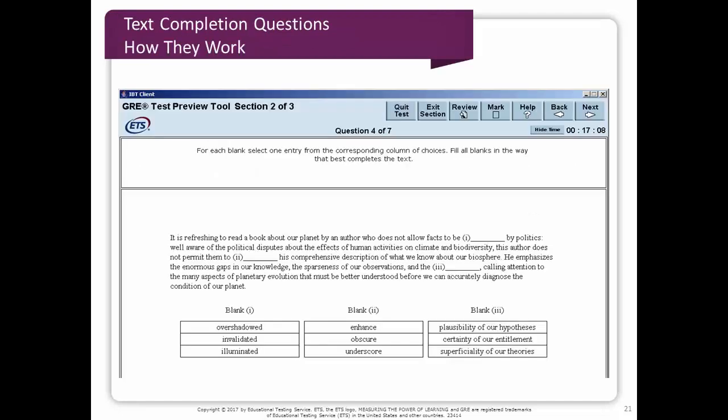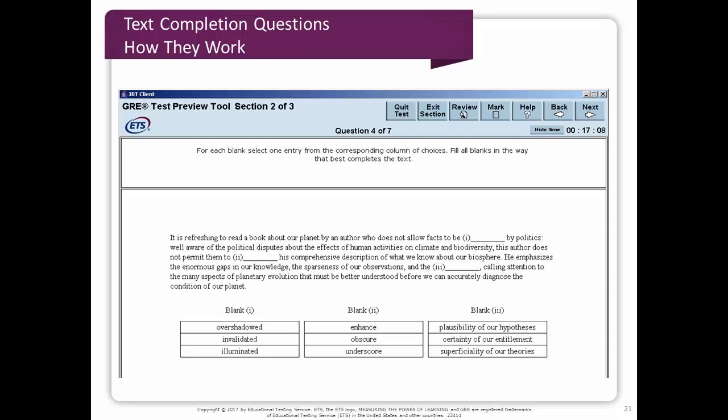In this example, there are 3 blanks and 3 options to choose for each blank. Sentence 1 states, "It is refreshing to read a book about our planet by an author who does not allow facts to be blank by politics." The options are overshadowed, invalidated, or illuminated. The key part of the sentence is the relationship of facts to politics. It seems unusual for facts to be illuminated by politics, as politics is often seen to be messy and complicated and obscure the truth. It is more likely that the negative connotation of overshadowing or invalidation is a better fit.